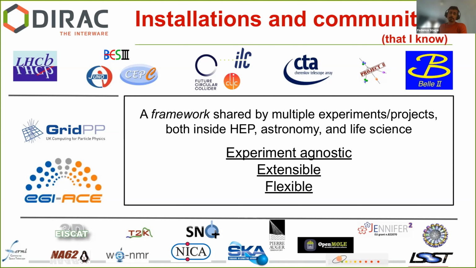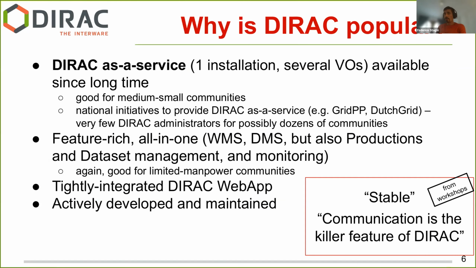Then there are at least two quite large installations. One is GridPP in the UK, and the other is EGI ACE, which recently joined forces with the French DIRAC installation, which was the France Grid installation. And each of these can manage, I think at EGI ACE probably two or three dozen virtual organizations or communities. So that's probably one of the reasons why it is popular. So you can have DIRAC as a service: you can have one installation and manage several virtual organizations, and this has been available for a really long time.